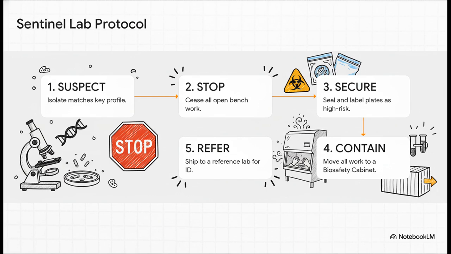Step 1, suspect it, based on that biochemical profile we talked about. Step 2, stop everything you're doing on the open bench immediately. Step 3, secure those plates. Tape them shut, label them clearly. Step 4, contain. All future work happens in a certified Class 2 biosafety cabinet. And Step 5, refer. Box it up and send it to a reference lab that can give you a definitive ID.